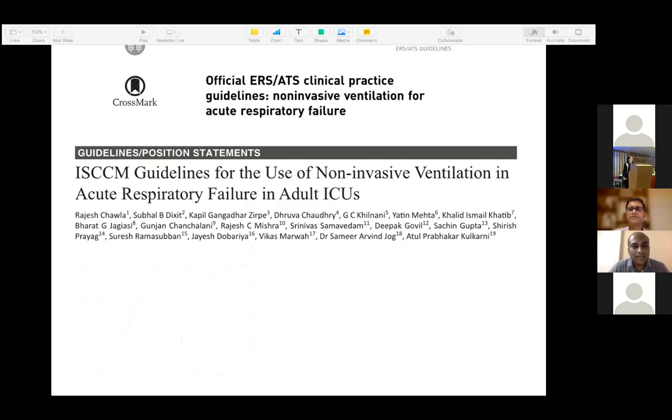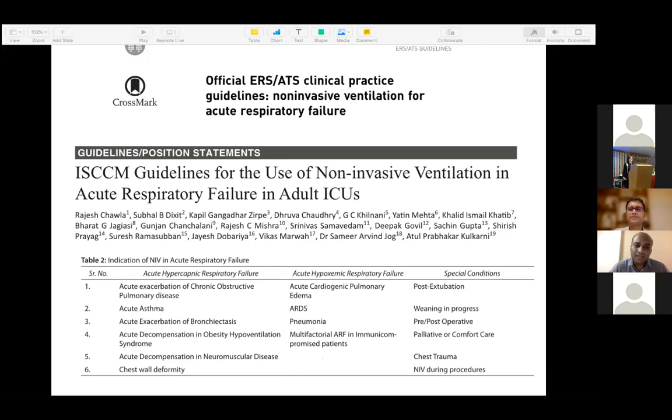Now, what about NIV? We all know there are some international and national guidelines in the pre-COVID era which have tried to streamline the use of NIV in critically ill patients, just to decrease the chance of delayed intubation. We all know that if someone is on NIV and eventually gets intubated, then the chance of respiratory failure and poor outcome is higher in that subgroup of patients.